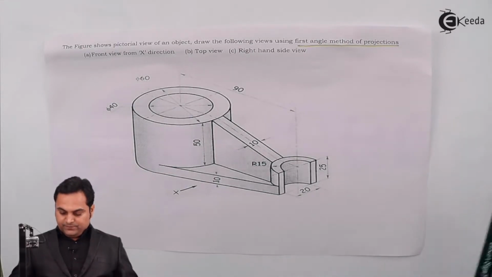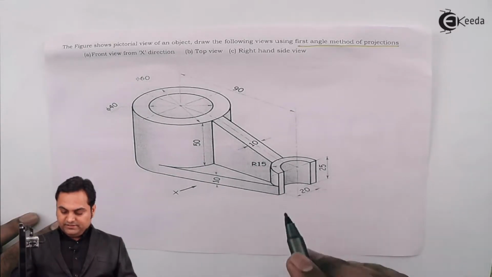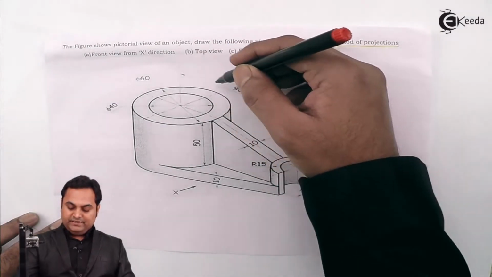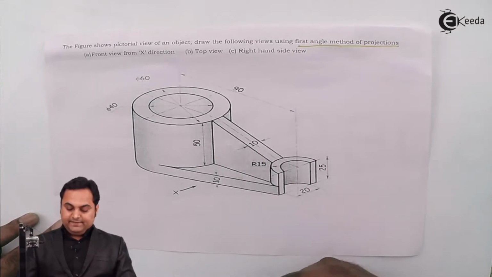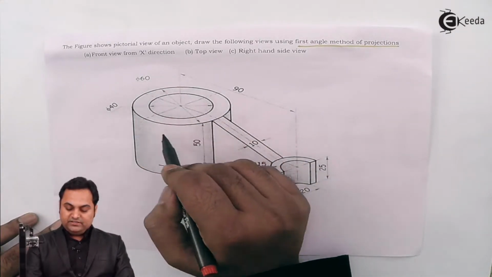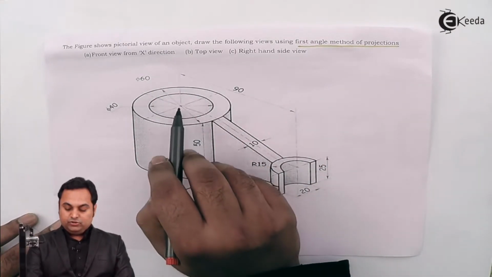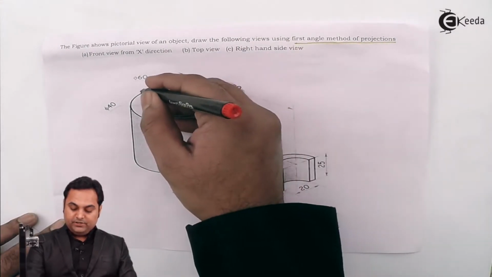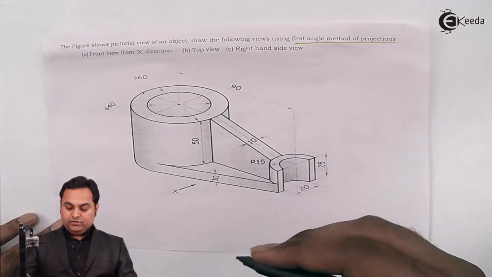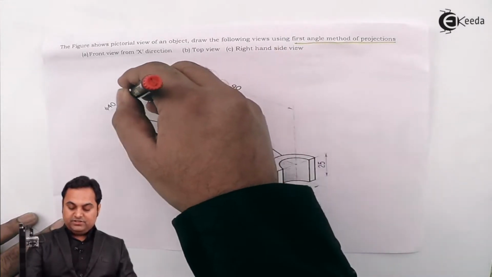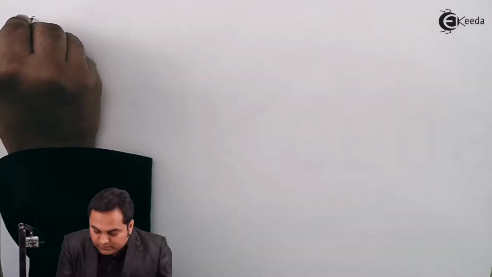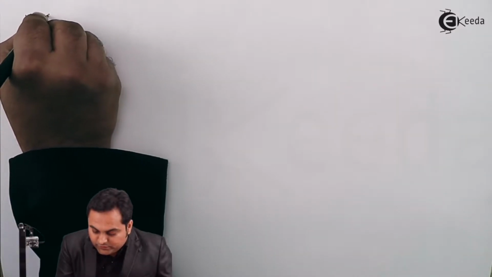So at first, if we check here, the length is given from this center up to the center here, that is 90, and then this outer circle is having a diameter of 60, so its radius is from this point up till here, that is 30. So 90 plus 30, it means the total length is 120. I'll write it down. Length is equal to 120 mm.